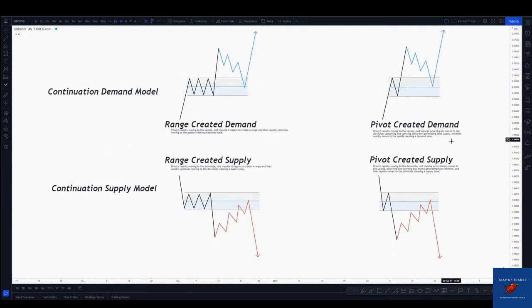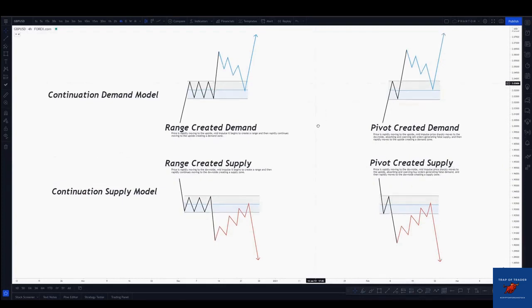Now, if we look at the pivot created supply, again, we have a sharp move to the upside, followed by an expansion to the downside. We're not looking to trade the break of that pivot, but instead waiting for price to return back to that supply zone to look for entry. Now, the reason these are continuation models is price was already moving to the upside before the pivot was created that demand zone, or price was already moving to the downside before it created that pivot that created the supply zone. We are basically just looking for price to be continuing in that direction, look for our footprint, and then wait for price to return to those zones.